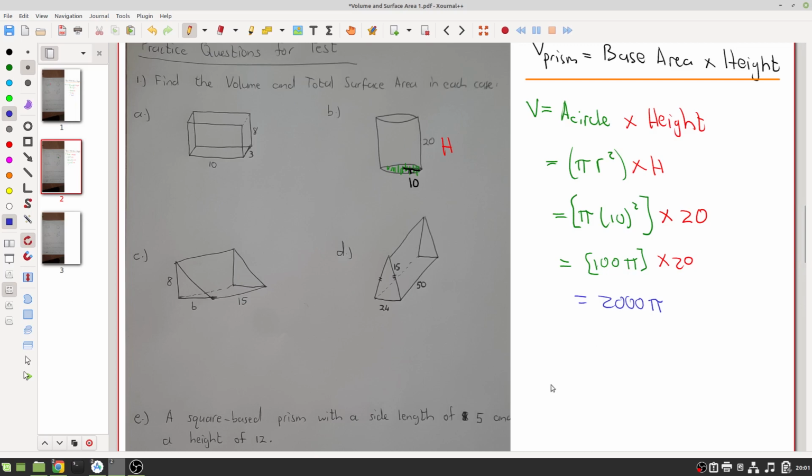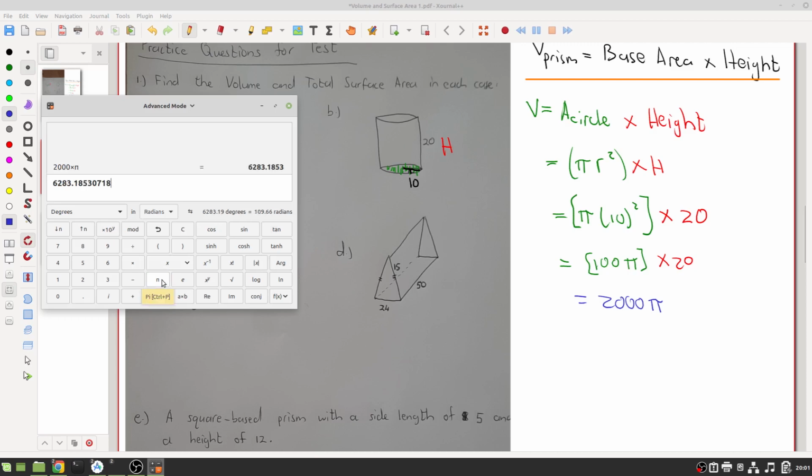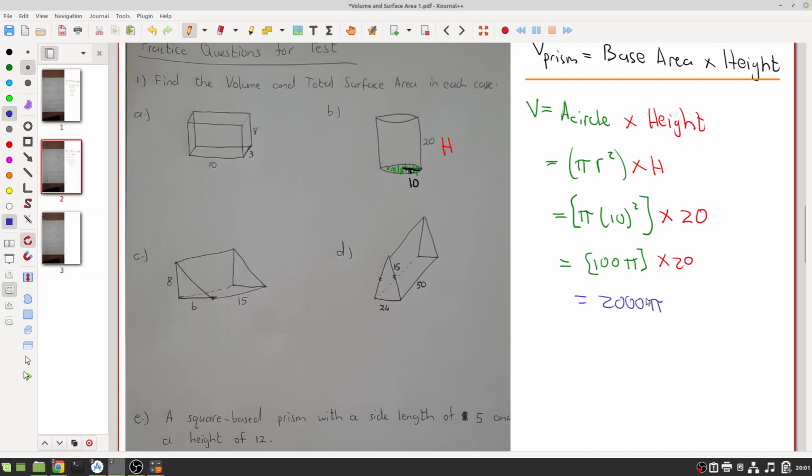Alright, and you can type that in the calculator to get a decimal. If you want to see that, let's get a calculator out here. So 2000 times pi, my times button, times pi. Oh, doesn't know what that is, so we find the pi on the calculator. And that gives us this value. So if we want to use a calculator, we can also write this value as an answer.